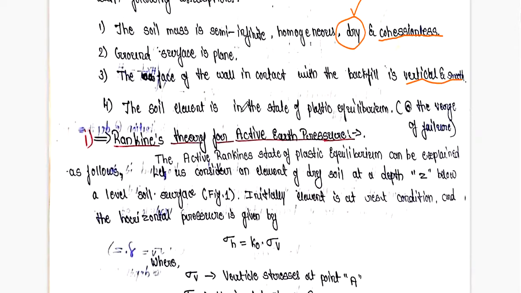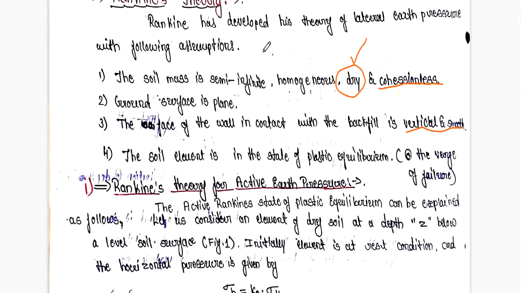The soil element is in the state of plastic equilibrium, meaning at the verge of failure, meaning the soil element is having the maximum pressure which it can bear. After that, if the pressure increases, it is going to fail. So plastic equilibrium means it is at the verge of failure. These are the various assumptions.